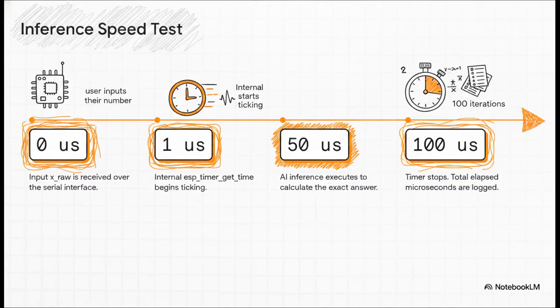Step 1, the user inputs their number. Step 2, a highly precise internal timer starts ticking. Step 3, the AI executes its inference, doing the actual math to solve y equals 2x plus 1. And step 4, the timer stops. To ensure absolute accuracy in testing, the code actually loops this process 100 times in a row, calculating the average microseconds elapsed. This gives us a true, reliable measure of how incredibly fast the INT8 model really is.